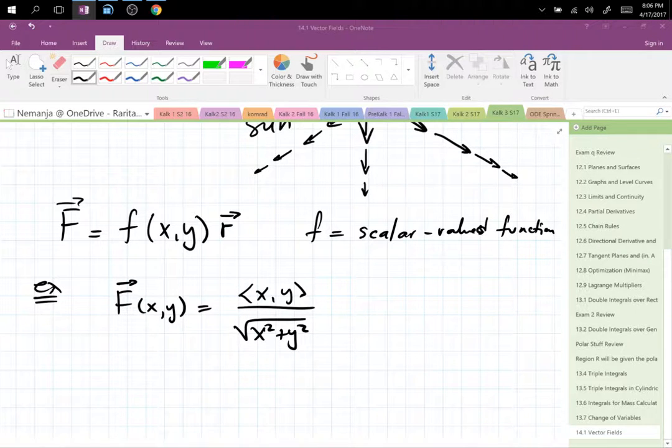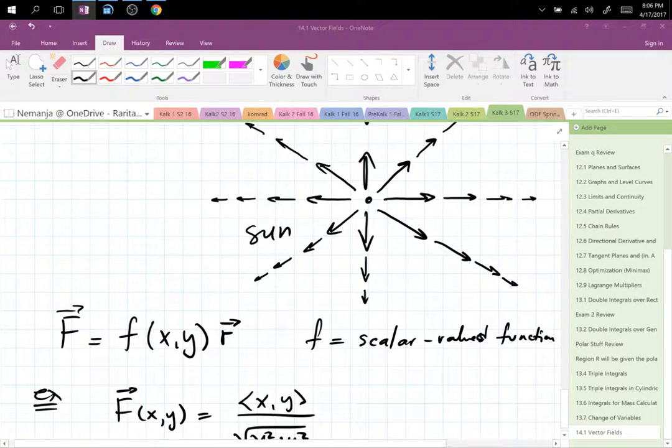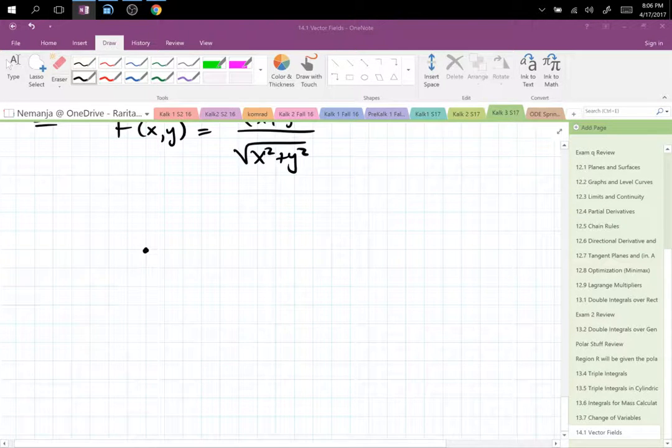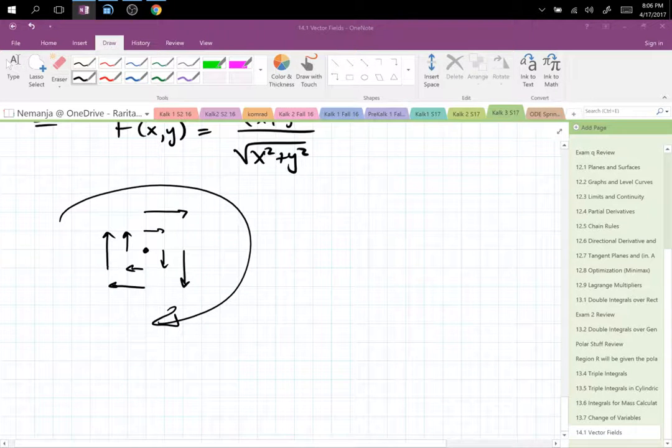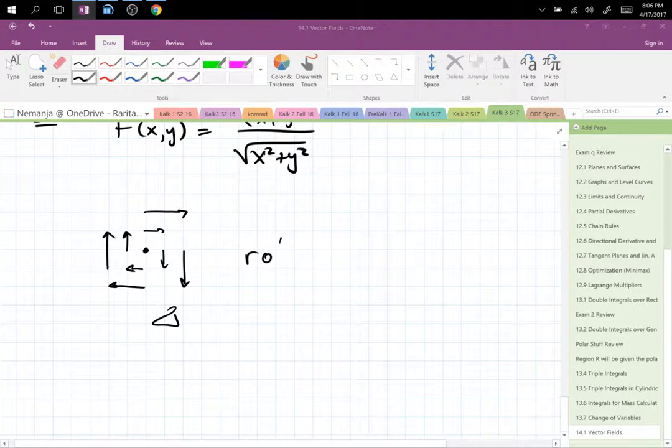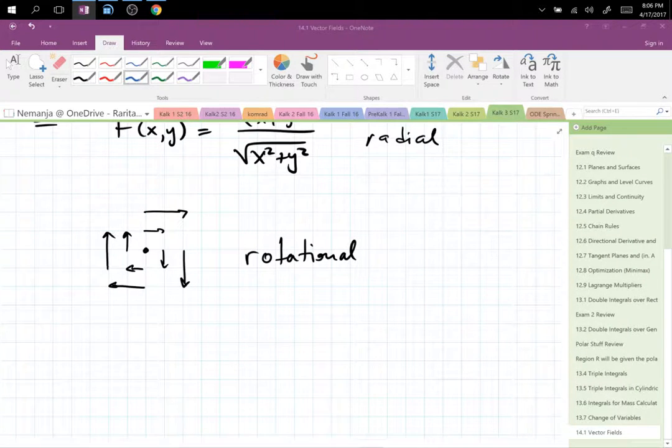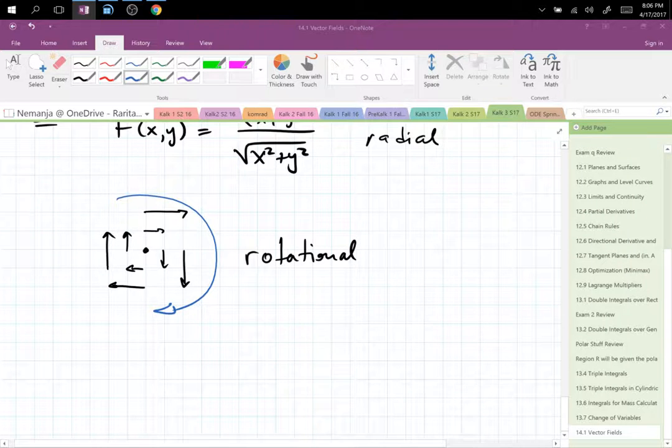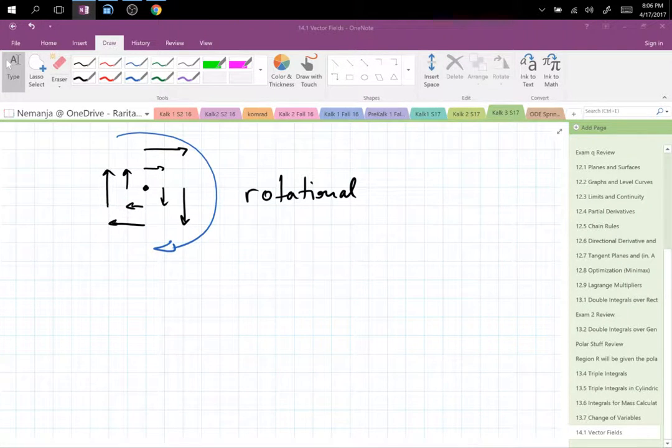Yep. So understanding the vector field, you will see when it looks like this, it's a radial field. If it looks like this, very good. It's rotational because you can see rotation going this way, right? So once you start drawing these things, practice a little bit, you will be fine.